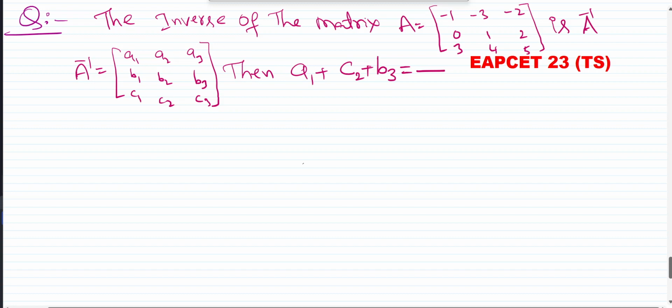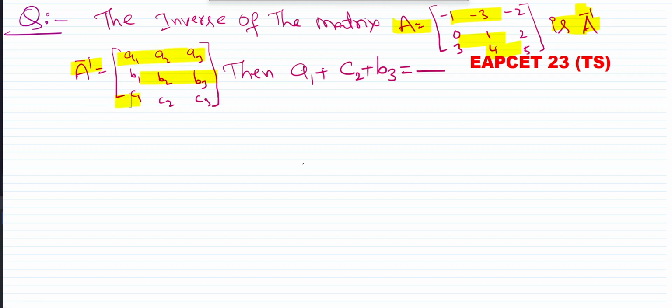It is given the inverse of the matrix capital A. A inverse matrix is given as A1, A2, A3, B1, B2, B3, C1, C2, C3. Then find A1 plus C2 plus B3. So first, to find the inverse, we first find the determinant of that matrix.